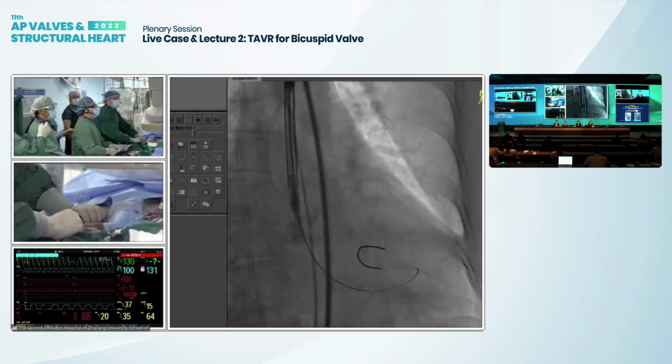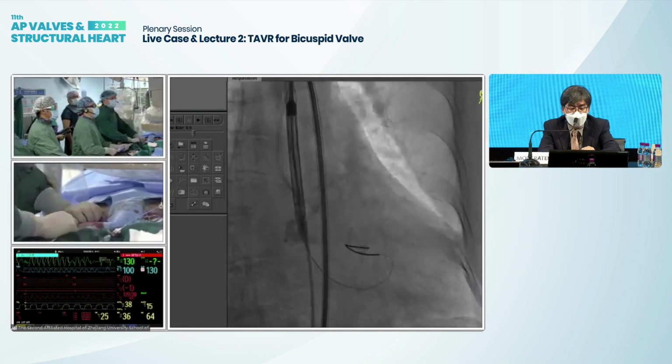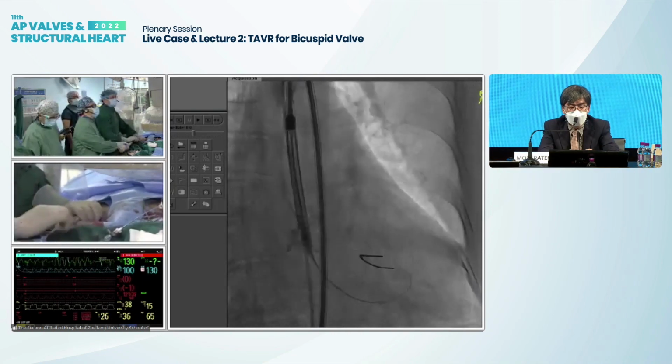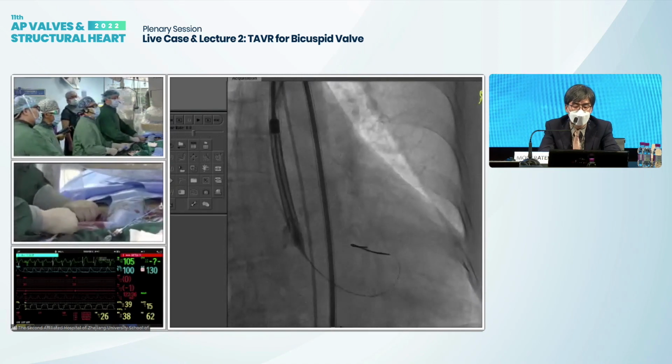Before introducing your valve, use clockwise rotation and make the coaxiality of the valve clockwise more and more.